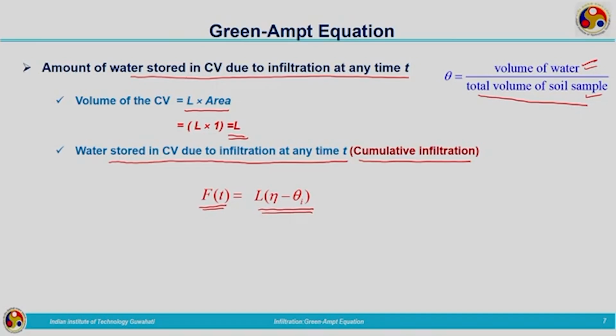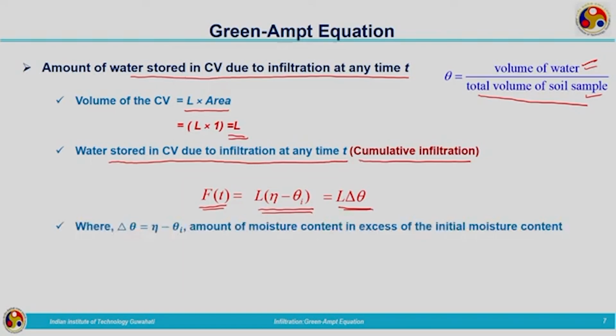Within this interval of time, the quantity of water which is infiltrated represents a moisture content of eta minus theta I. So eta minus theta I multiplied by the volume of soil sample gives you the water stored in the control volume within time t. That is what is represented by the equation F of t equal to L multiplied by eta minus theta I, which can be written as L delta theta. Delta theta is nothing but eta minus theta I, that is, the moisture content in excess of the initial moisture content. So this is our continuity equation.